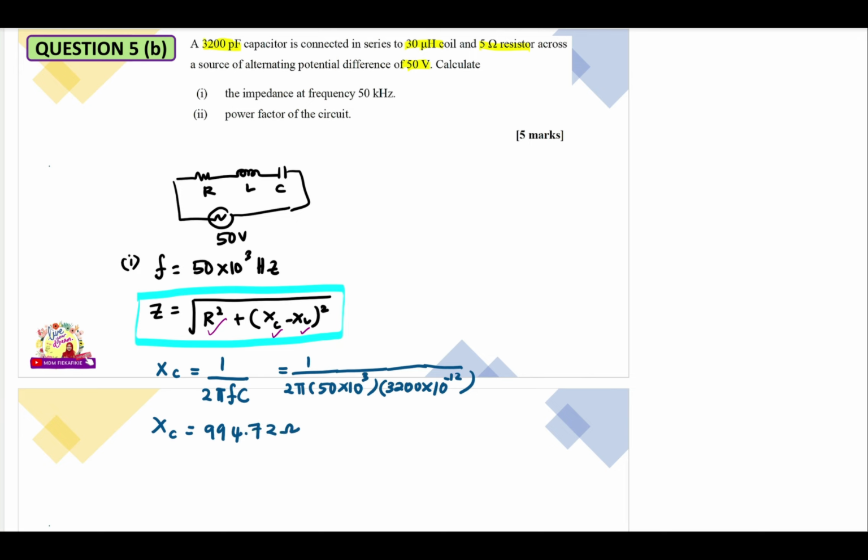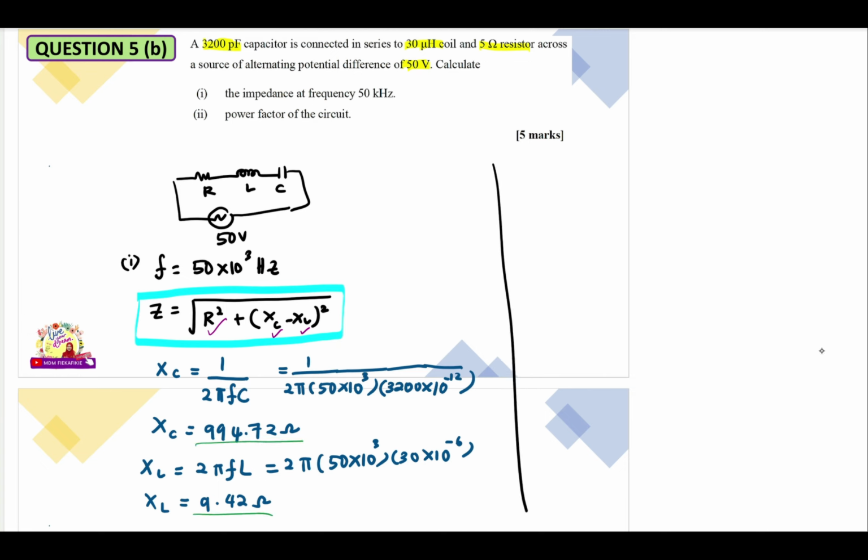Okay, you try to calculate. Alright, and XL is 2 pi FL. You substitute the values, 2 pi, F 50 times 10 power of 3, and L. L is 30 micro. Okay, so XL you will get 9.42 ohm. So, we have XC and XL. So, do it beside this. Okay, continue. Calculate Z.